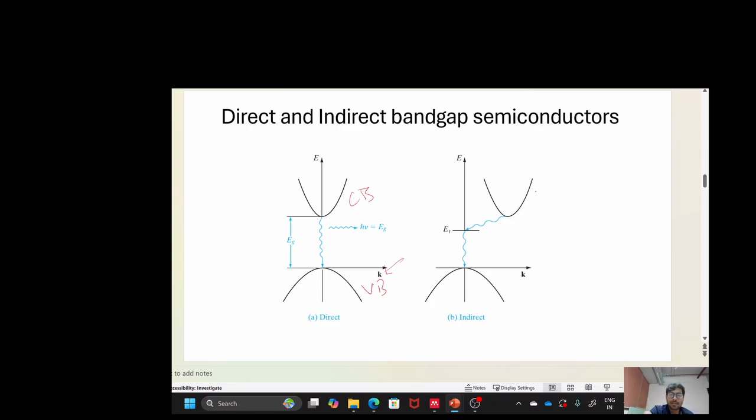So if the minima of the conduction band lies at the same value of k where the maxima of the valency band lies, okay, so the k value for these 2 points is the same, then this is a direct band gap semiconductor. Okay, so if the conduction band minima and valency band maxima lie at different values of k, then whenever any transition happens, there is a change in momentum.